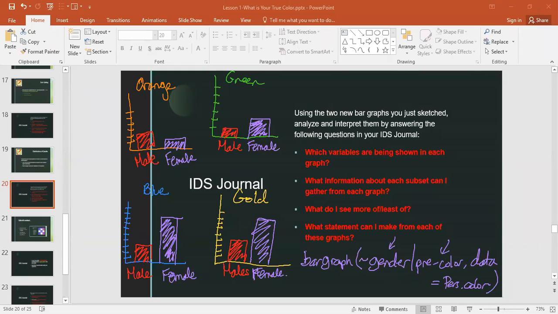Okay, so let's start off with our first question. Which variables are being shown in the graph? Which variables are being shown in the graph? And let's hear from Maddie for that one. Maddie Hun, which variables do you think are being shown? I said male and female variables are being shown. Oh, okay, so male and female.